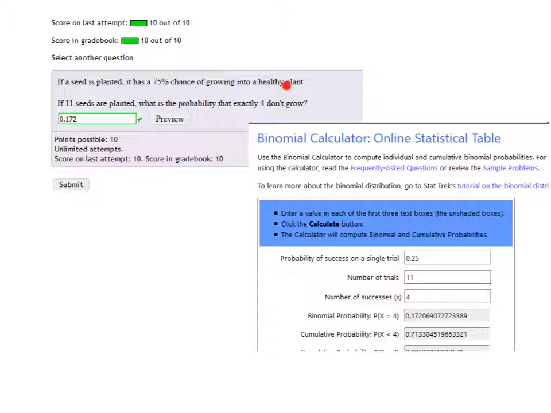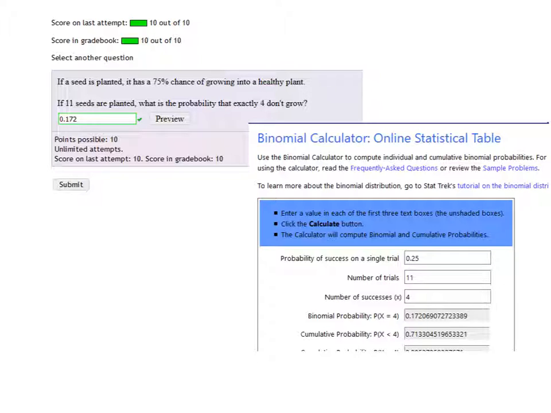So does one plant not growing well have any effect on the next plant growing well? Well, we really don't know from this problem. However, they are telling us that from trial to trial, there's a 75% chance that a seed will grow into a healthy plant. So I think it's a safe bet to say that these are independent trials and that the probability stays the same from trial to trial, which is the third element. And then there can only be two outcomes. So did the plant grow or did it not grow? So that's the fourth thing. We can use a binomial distribution.